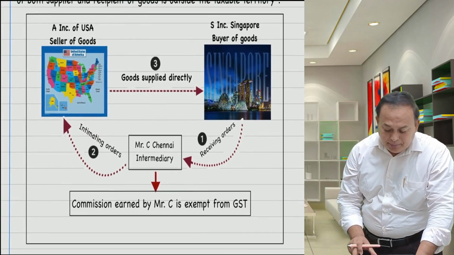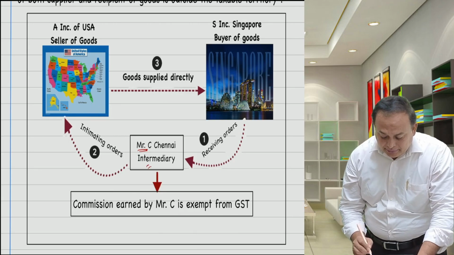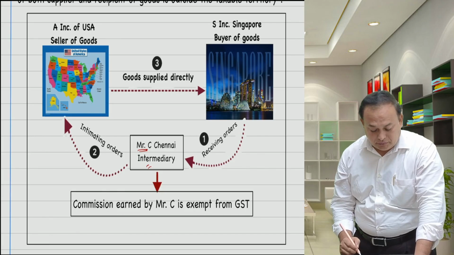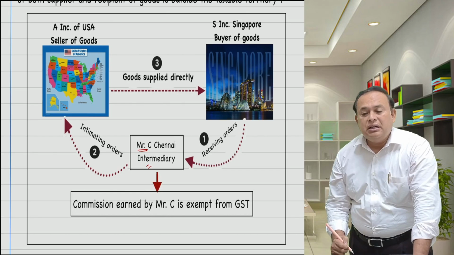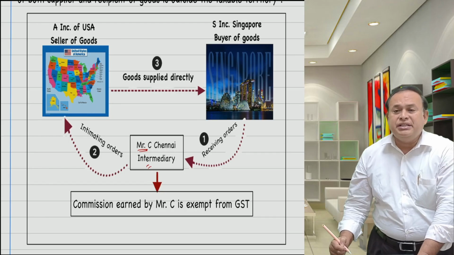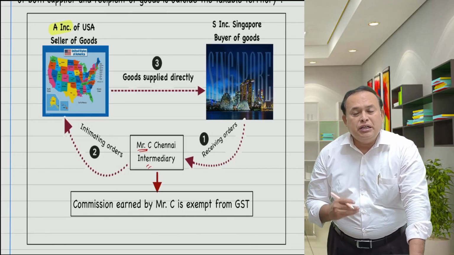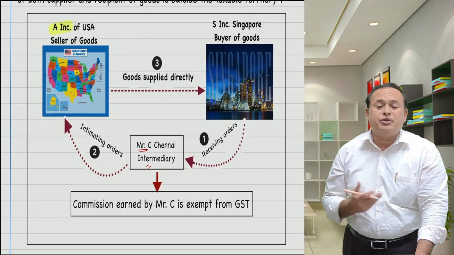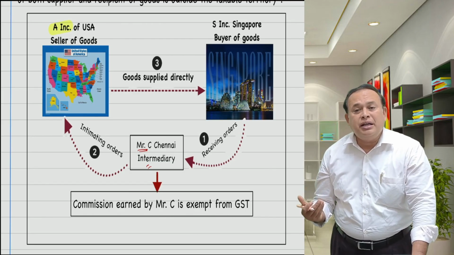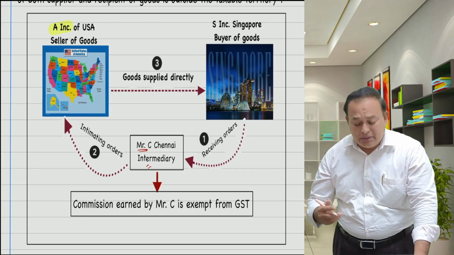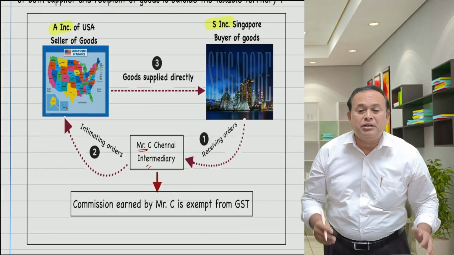Simple to say here, step by step, if you look here enough, you will understand. Mr. C of Chennai, intermediary, where C of Chennai intermediary is a commission agent of A Incorporation of USA. C of Chennai wanted to sell the goods of A Incorporation of USA. He identified the buyer globally, and C of Chennai got a particular customer to buy the product, S Incorporation of Singapore. He showed interest in buying that product of A Incorporation.